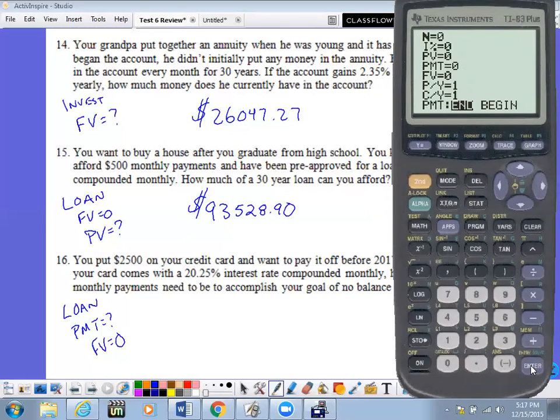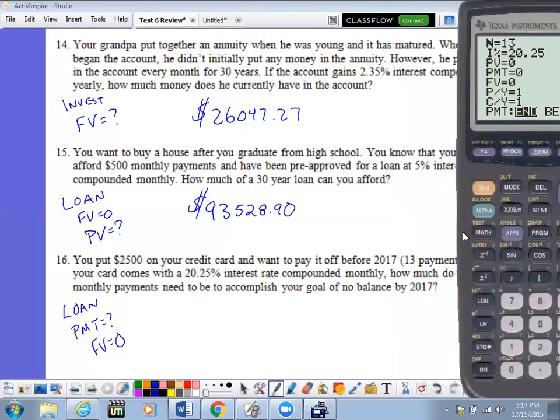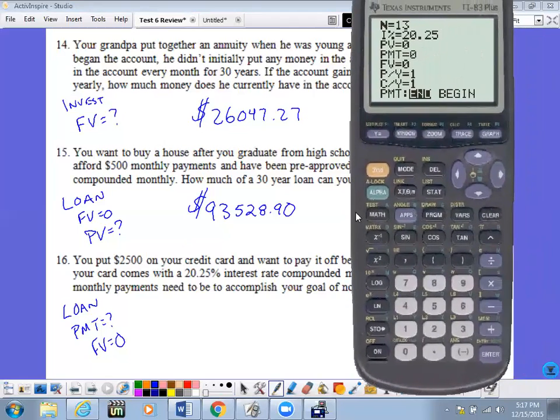In this case, we had 13 payments. Your interest rate was 20.25%. Your PV was what we originally had on the card, $2,500. Your payments, what we're solving for, I'm going to skip that. Future value stayed at 0.